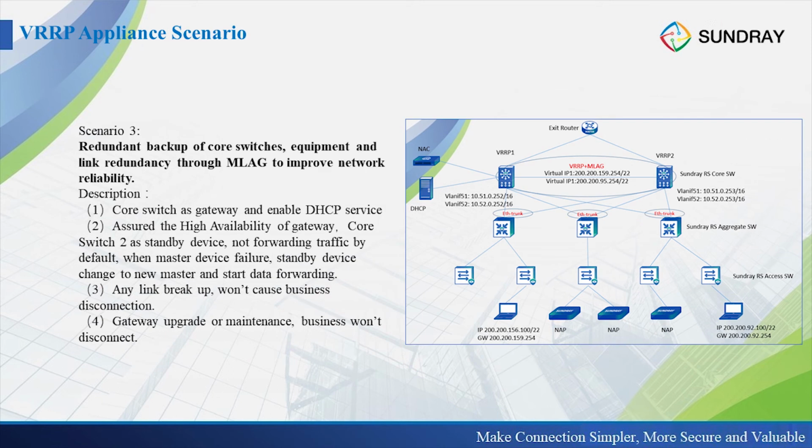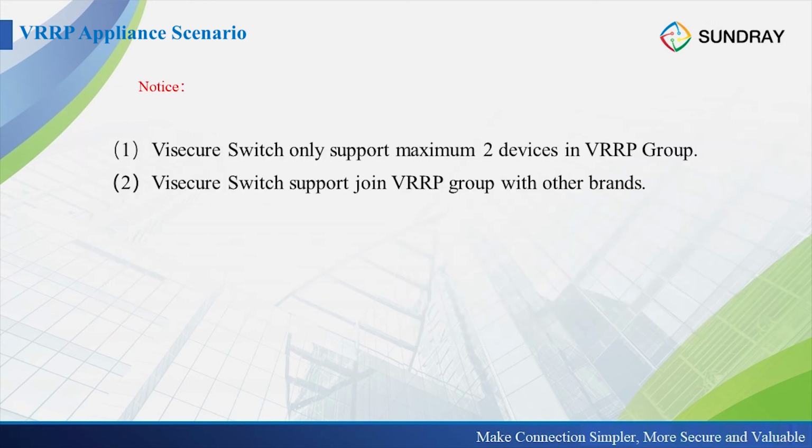For the next one, not only can the VRRP combine with the MSTP, it can also combine with the MLAG. Here it makes a redundant backup of the core switch and equipment, and improves the network reliability through the MLAG.